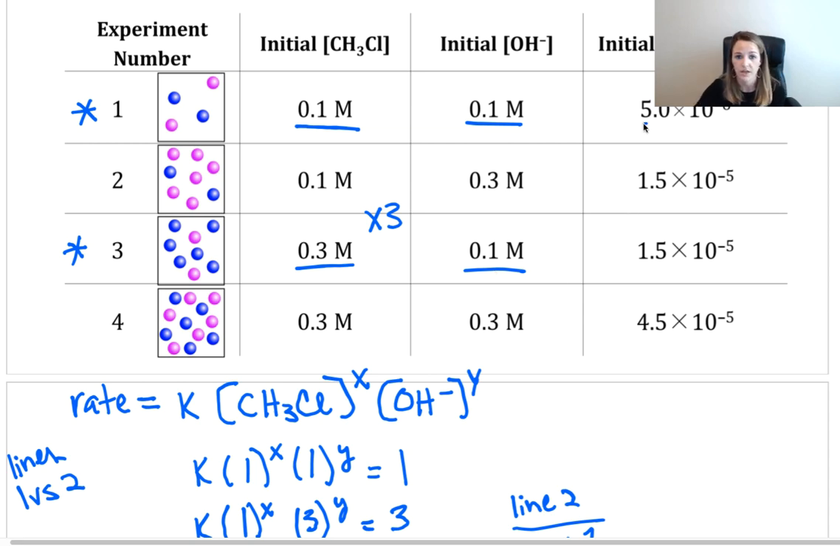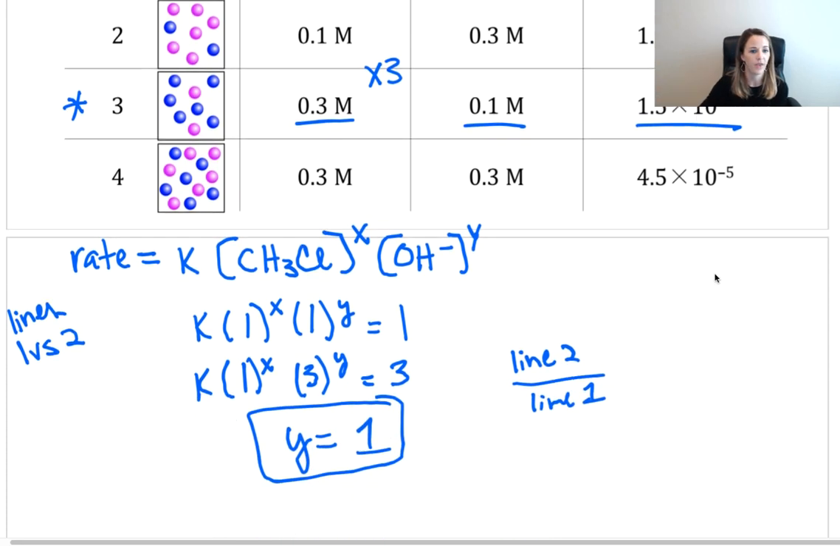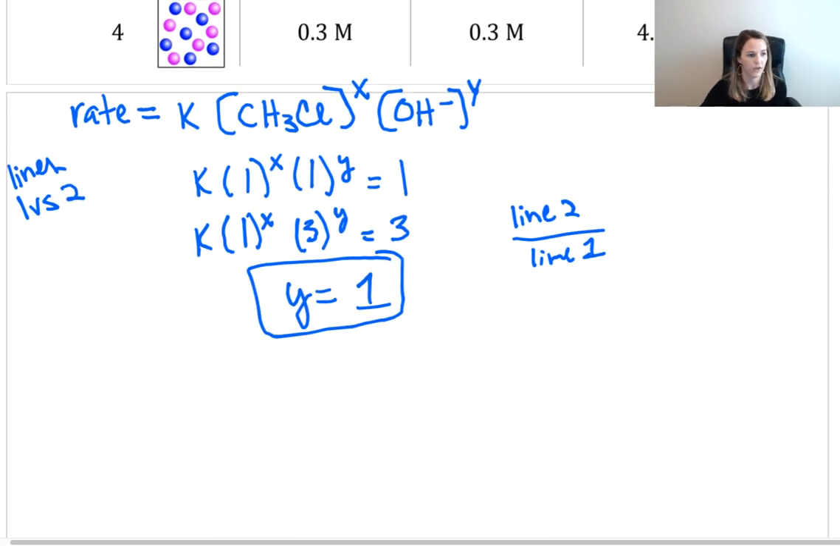Again, what we see is that our rate increases by a factor of 3 as well. So we're going to come down here, and I'm going to write all this out in my goofy, awful handwriting because of this software, because I'm going online, but whatever. Okay, line 1 versus line 3.